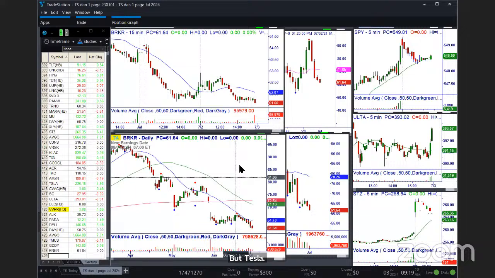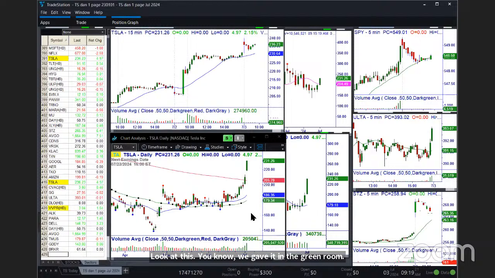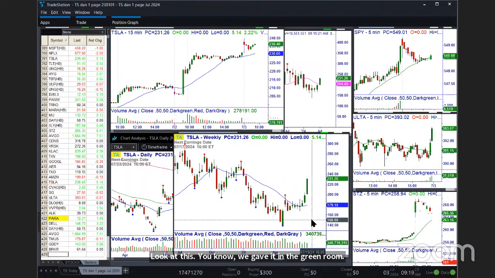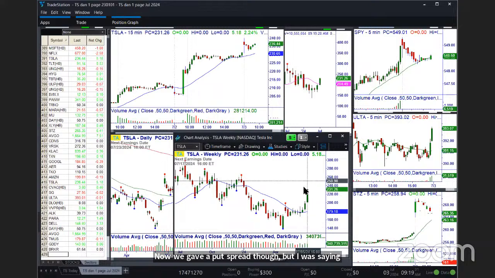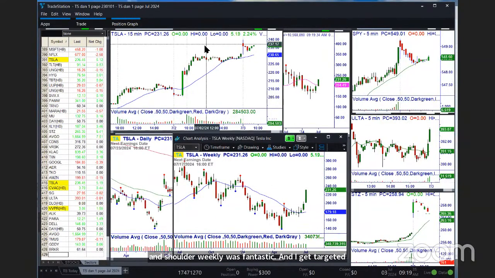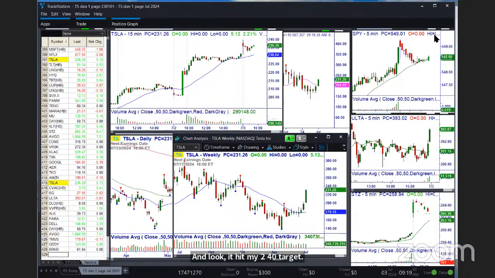But Tesla gets the award. Look at this. And we gave it in the green room, this igniting breakout day. We gave a put spread though, but I was saying inverse head and shoulders weekly looked fantastic. And I gave a target at 240 to 250. And look, it hit my 240 target pre-market. So nothing to do with it now.